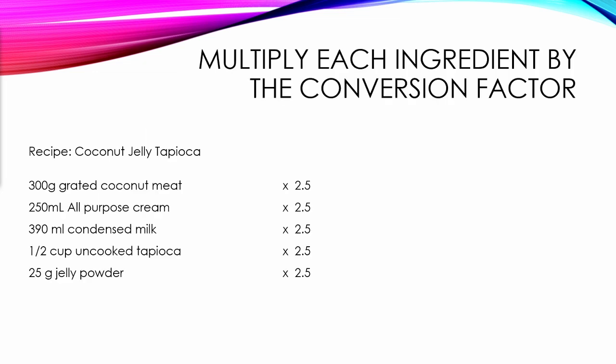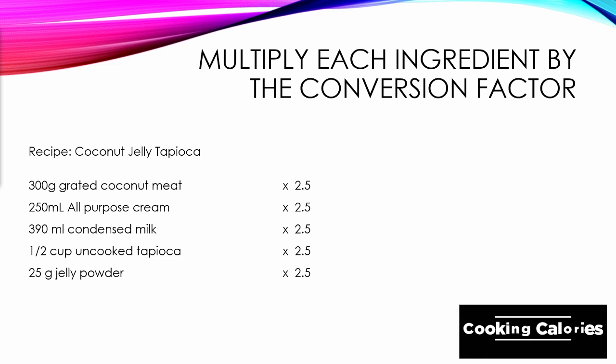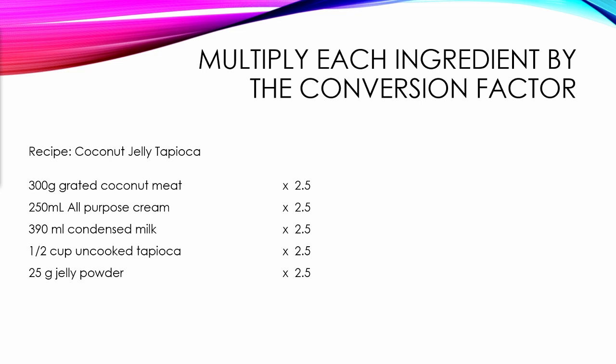For the second step, what we will do is we will multiply each of our ingredients to the conversion factor, which is the 2.5. 300 grams grated coconut meat is equivalent to 750 grams. Your 250 ml all-purpose cream multiplied by 2.5 is equivalent to 625 ml. The 390 ml condensed milk multiplied by 2.5 is equivalent to 975 ml. Now our 1/2 cup cooked tapioca multiplied by 2.5 is equivalent to 1 1/4 cup.